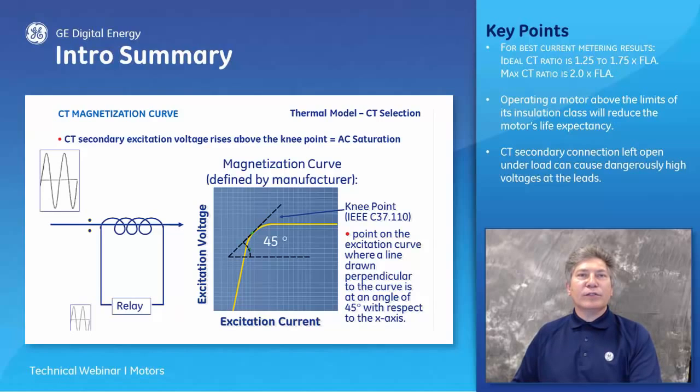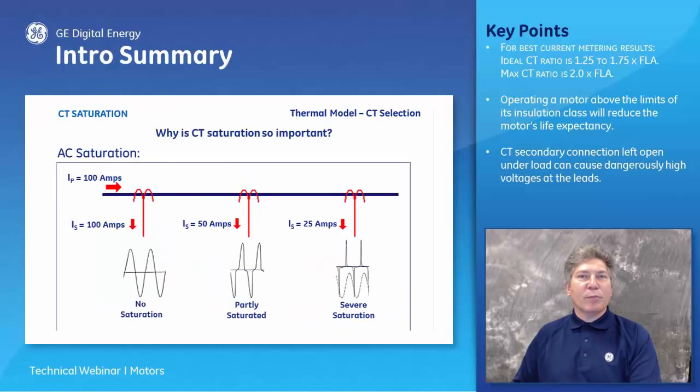Once the secondary voltage rises above the excitation level, the secondary current waveform starts to deform as shown. The result of this will cause the relay to inaccurately read the magnitude of currents. In examples shown here, if 100 amps were flowing through the primary of the conductor and no saturation occurred on the CT, the relay would accurately read 100 amps.